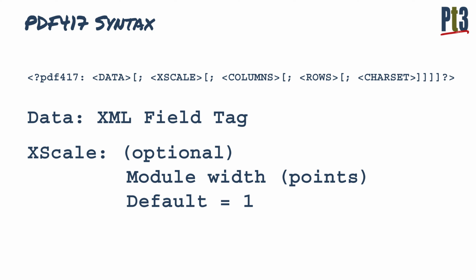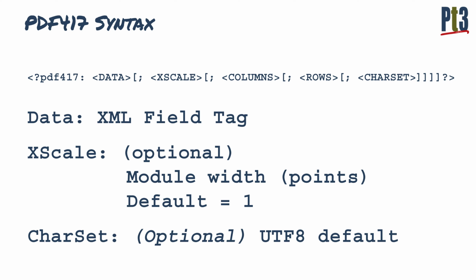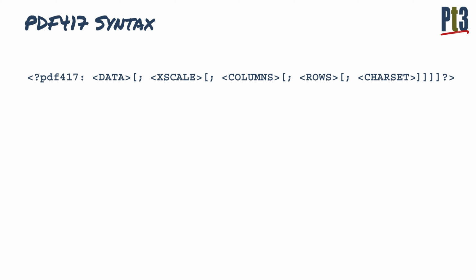Xscale is the size of the module width in points. The default is 1 and this is optional. Columns and rows are optional and beyond the scope of this video. Character set again is optional and defaults to UTF-8. Implementing this function looks like this.